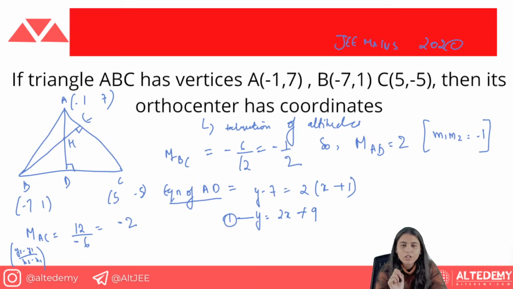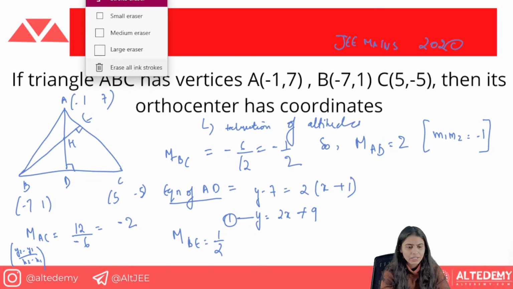Same thing, by this method of m1 into m2 is equal to minus 1. For that reason we got the slope of BE, that will become 1 by 2. Why? Because m1 into m2 is equal to minus 1 here. Okay, the equation of BE will become here, we need some more space. So firstly we'll erase. I assume you know it, y is equal to 2x plus 9. I assume you have taken the screenshot and you have written it out.